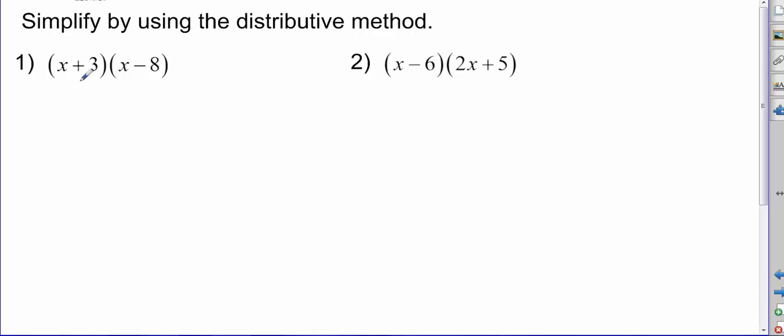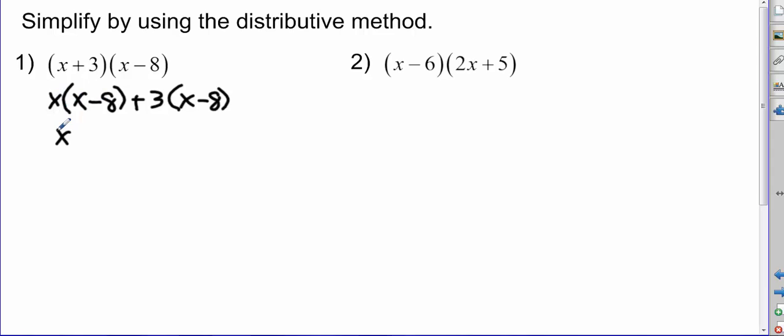So here we go. Let's take a look at some examples of how to use the distributive method. The first problem that we have is x plus 3 times x minus 8. What we're going to do is break apart that first section, so we're going to multiply that times the second set of parentheses. Here we go: x times x minus 8. We have a plus 3, and we're going to multiply that times the second set of parentheses again.